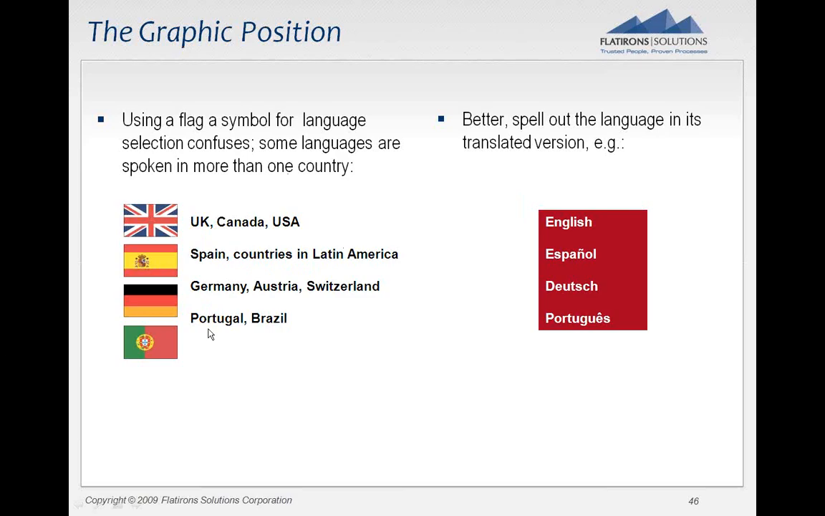And then when trying to use a flag to symbolize a language, it can be confusing. One, because there's more than one language spoken in a single country, like Switzerland, and then there are countries that all speak English, but the British flag would not particularly be meaningful to an American if they weren't thinking of what that was, so better to spell that out.